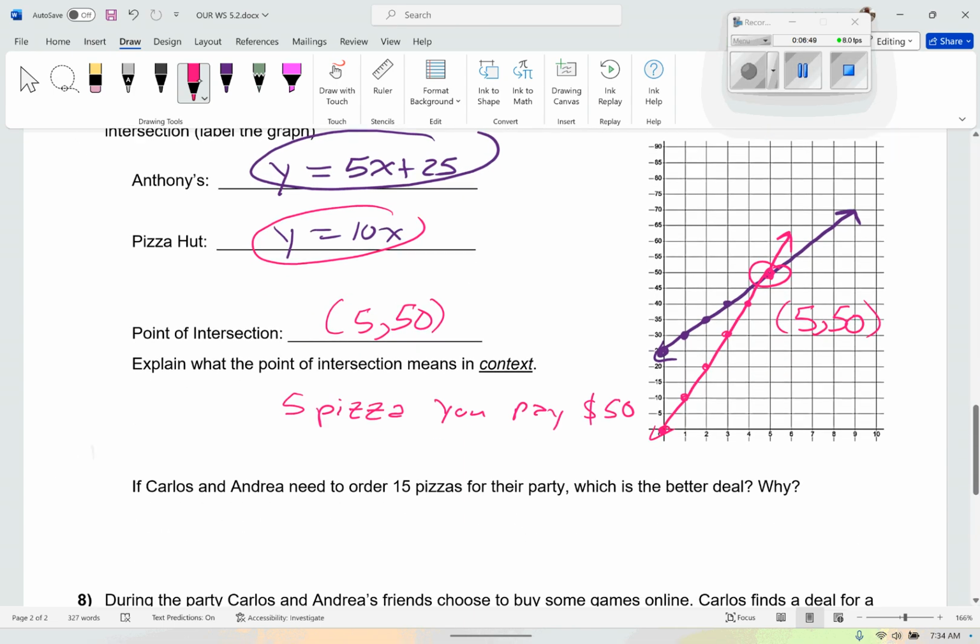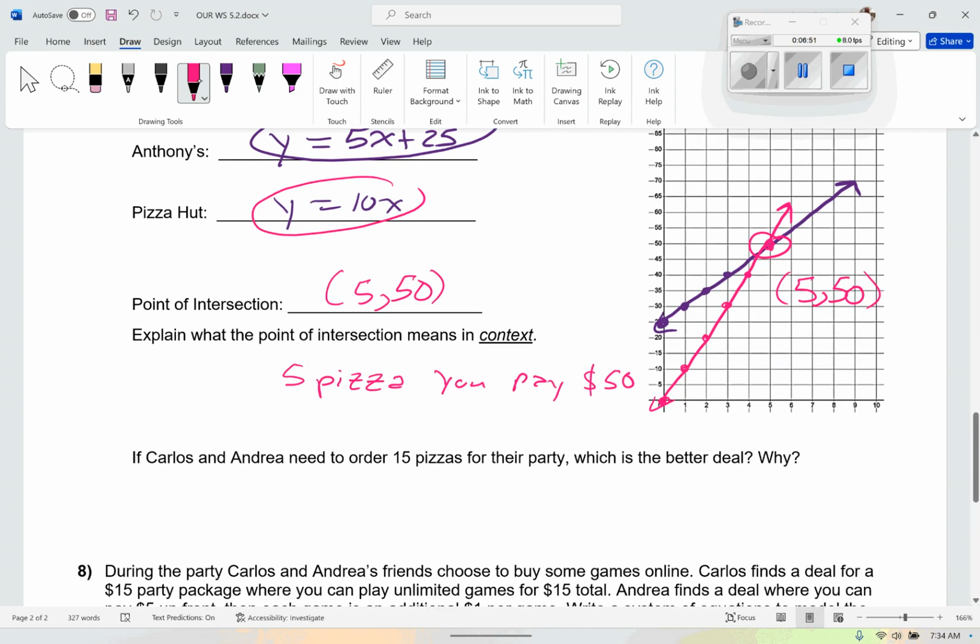So kind of weird. It says if Carlos and Andrea need to order 15 pizzas, what's the better deal? Well, I have y = 5x + 25, and I have y = 10x. So if you plug 15 in, 5 times 15 plus 25, 5 times 15, I believe, is 75, plus 25. That's 100.